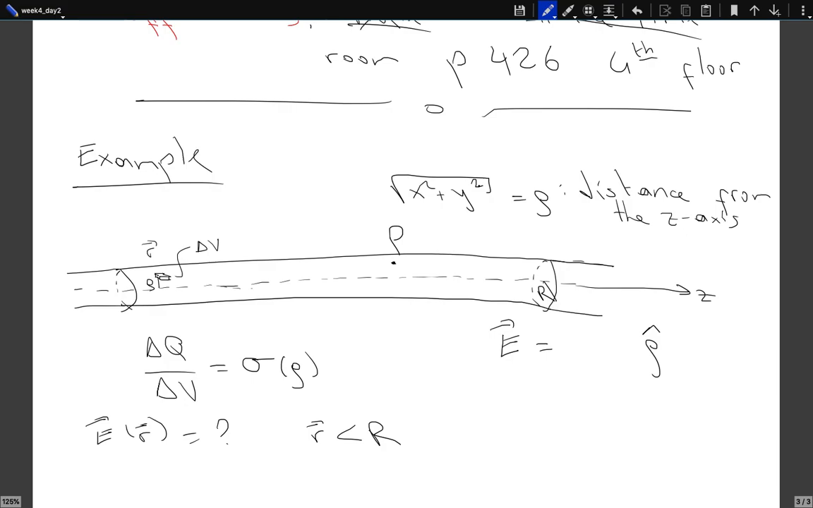So, one thing we know about the electric field, it is always pointing away from my cylinder, away from the central axis. What about the magnitude? What can you say about the magnitude? First of all, can the magnitude depend on phi? Why not?